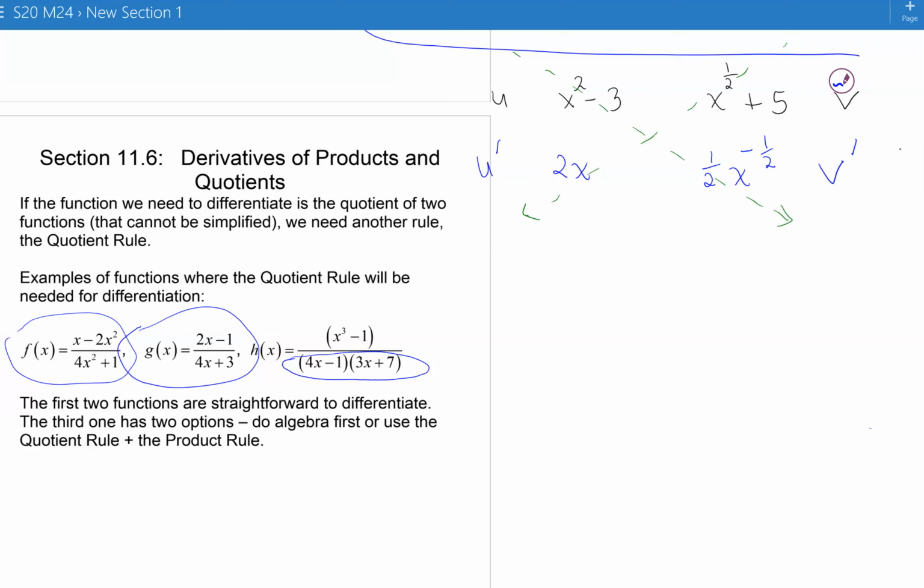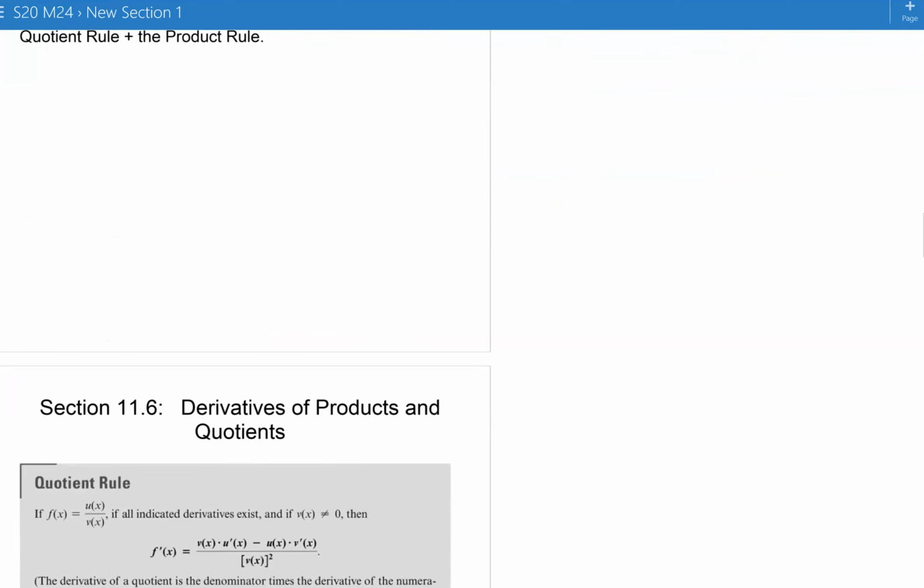So the third one again has two choices. You could FOIL together the denominator and then do the quotient rule, or you could have the product rule in the quotient rule. So I'm going to show you both of those.